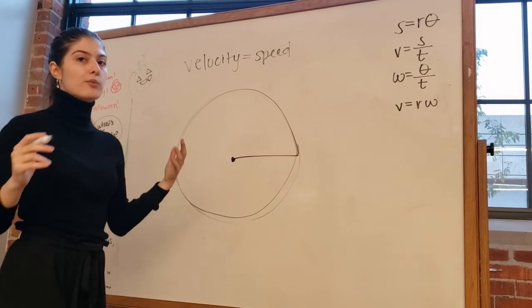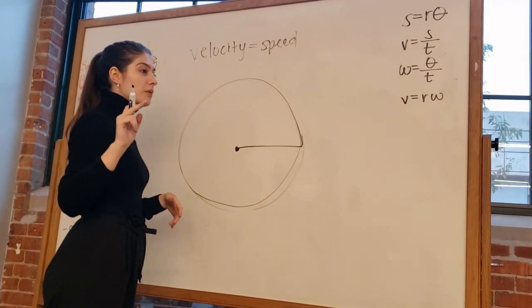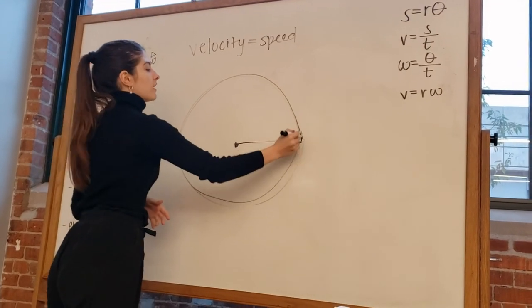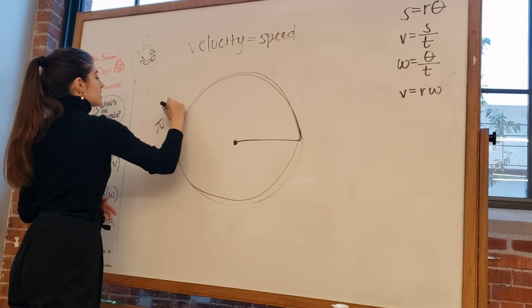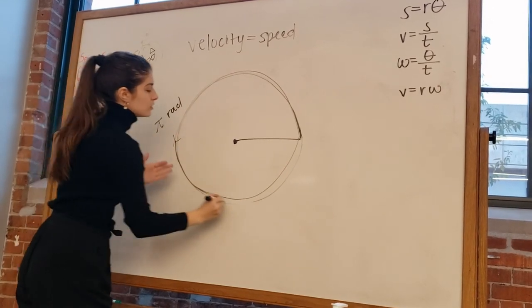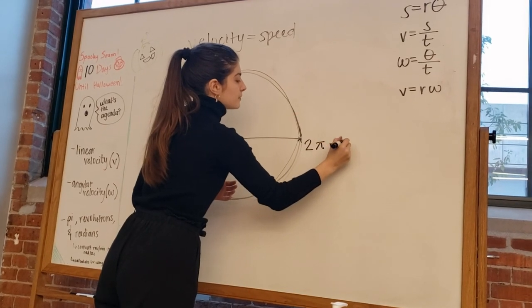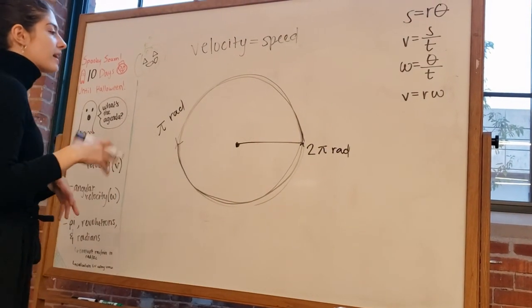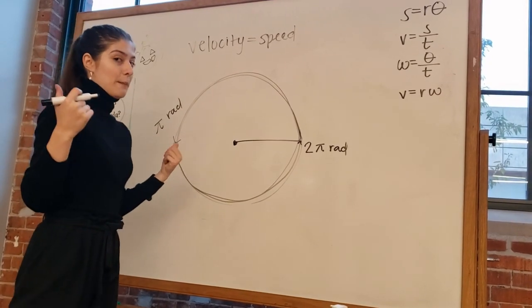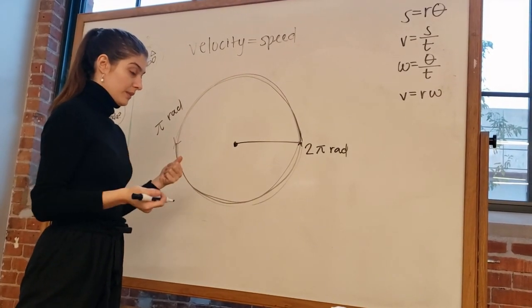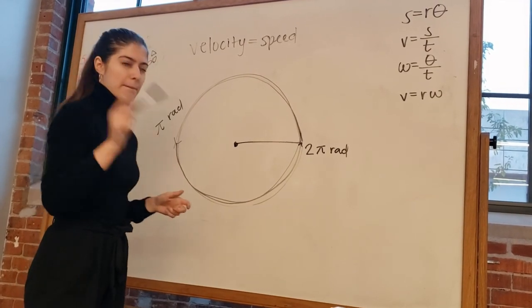And hopefully at this point we know a full revolution is 360 degrees, but it is also 2 pi radians, right? Half a revolution is pi radians. A full revolution is 2 pi radians. So we're going to be doing a lot of converting. Just keep that in mind. So let's try an example, okay?